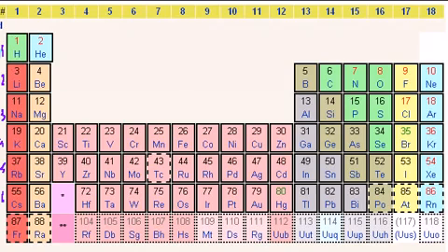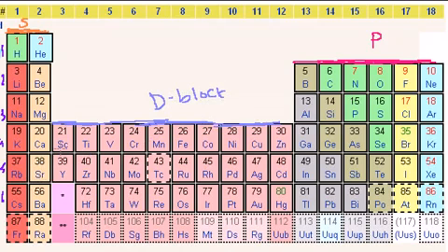I've said multiple times already that this right here is the s block. This over here on the right is the p block. And this in the middle right here is the d block. If you want to figure out the electron configuration of any atom, the way you think about it is that they fill in this order.